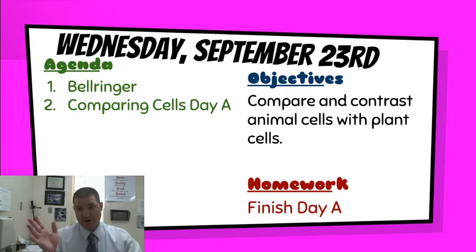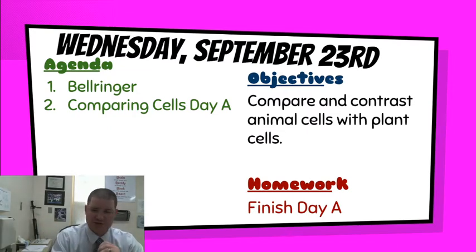Make sure that you're answering the bell ringer on there. Should be 3 questions or so on there. Answer them up. Today we're doing comparing cells day A, which I know is kind of weird because we did C and D first, but I wanted to start with animal cells. So today we are doing day A, which is focusing on the plant cell part.